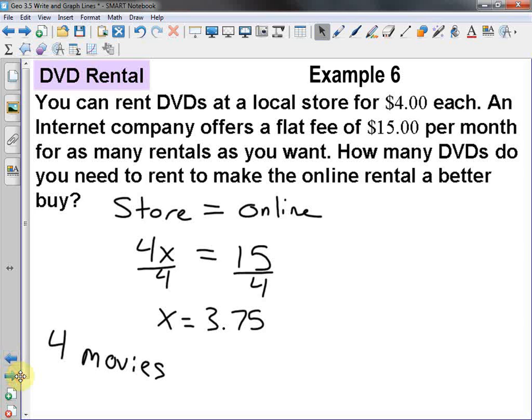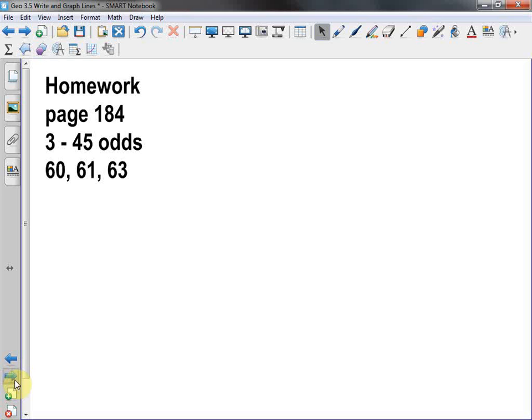That's our homework assignment. We don't have very much time today, but we will have time tomorrow.